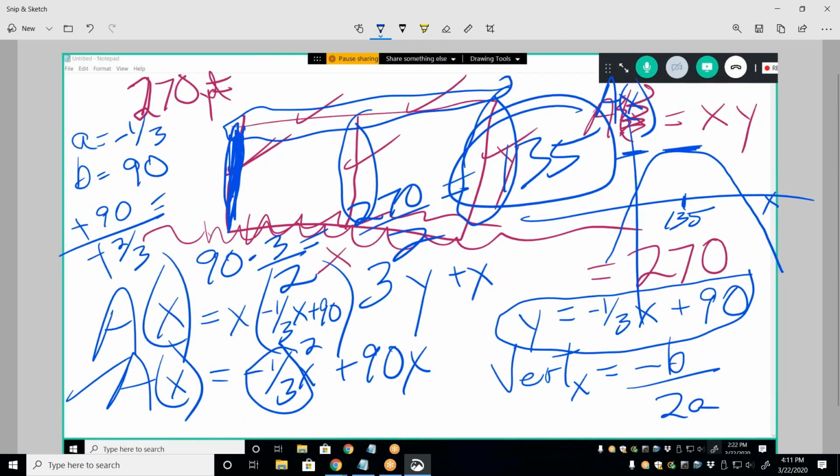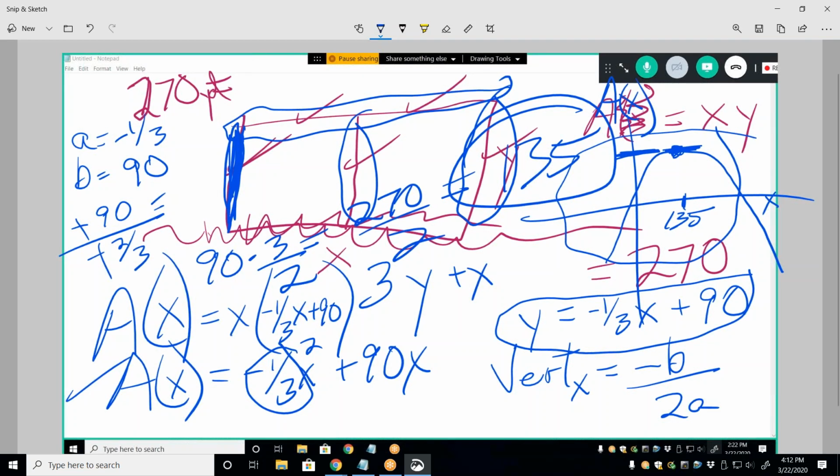where the maximum occurs. But they didn't ask for that, right? They asked for what was the maximum area? What is the largest total area that can be enclosed? That's asking for what the maximum area is. Well, remember this curve, this chart over here on the right, that is x versus area. It's not x versus y. It's x versus area.